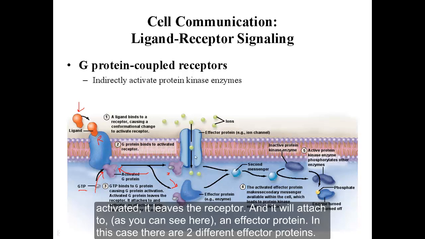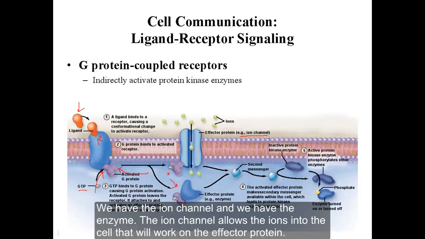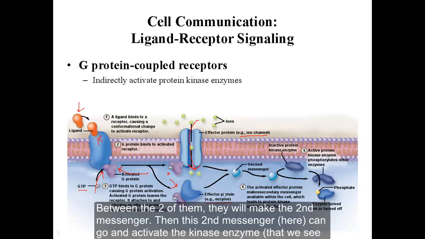Alright, now in this case, here are two different effector proteins. We have the ion channel, and we have the enzyme. And the ion channel allows the ions into the cell that will work on the effector protein. And between the two of them will make the second messenger. And then this second messenger here can go and activate the kinase enzyme we see here.